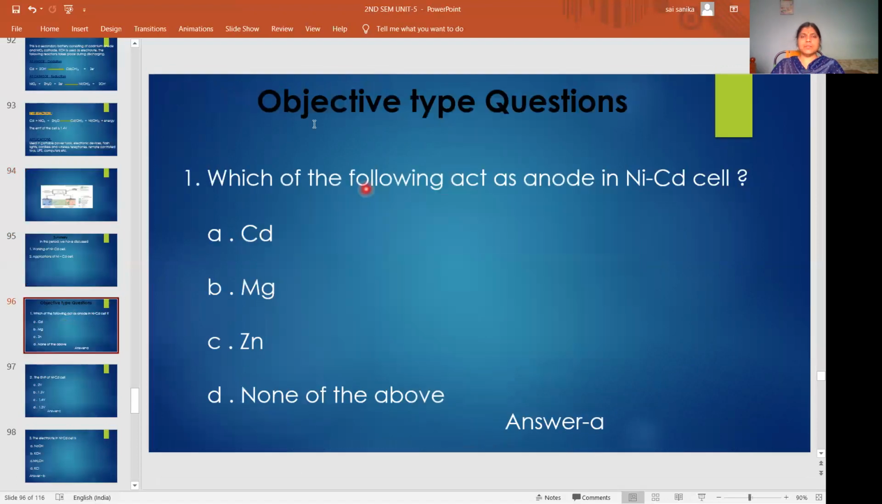And come to the objective type questions. So what type of objective type questions you may expect from this topic? First question, which of the following acts as anode in nickel cadmium cell? So A cadmium, B magnesium, C zinc, D none of the above. So the answer is cadmium. Cadmium is acting as anode in nickel cadmium cell.